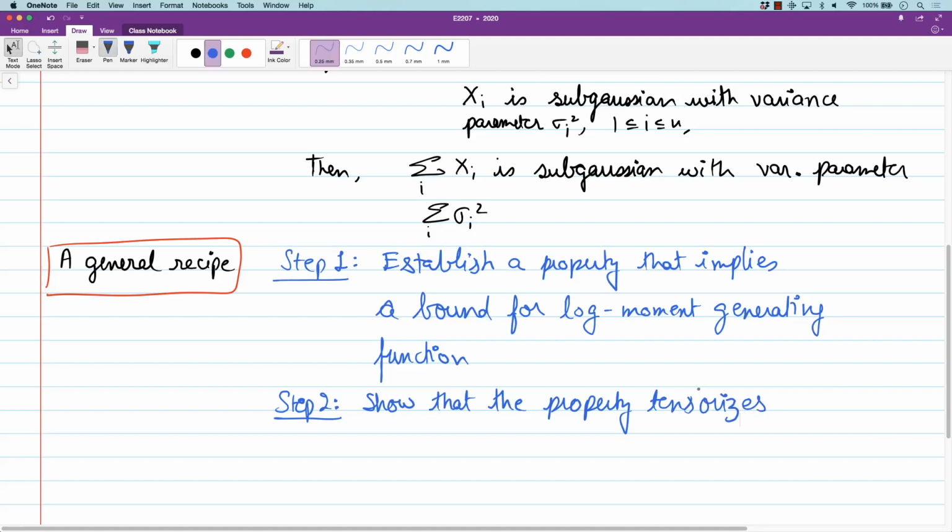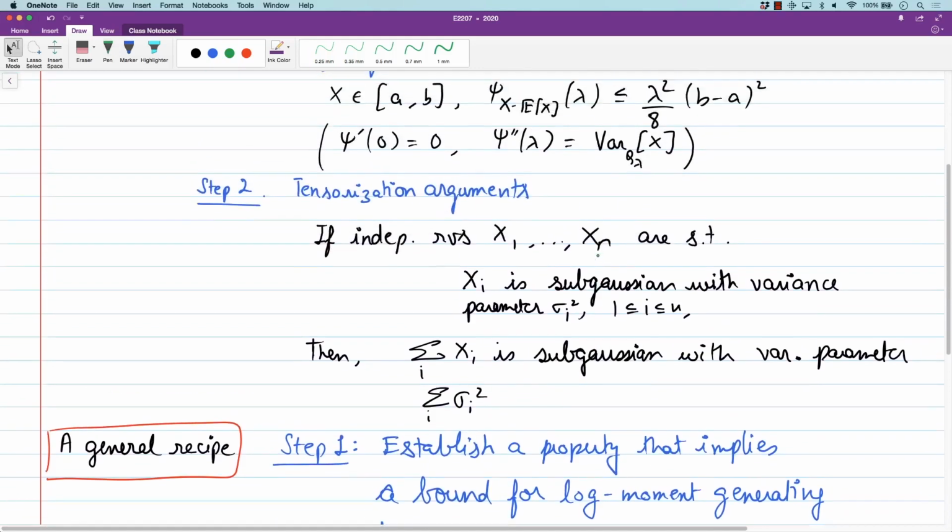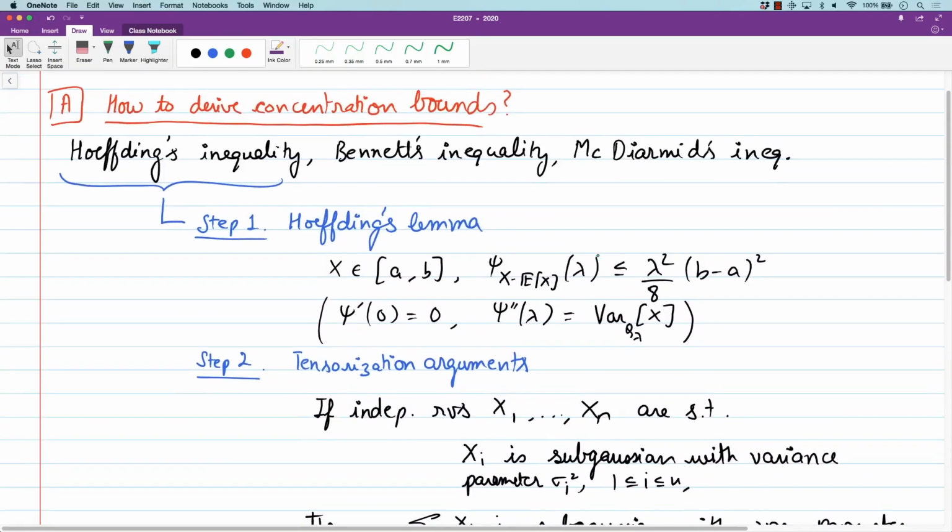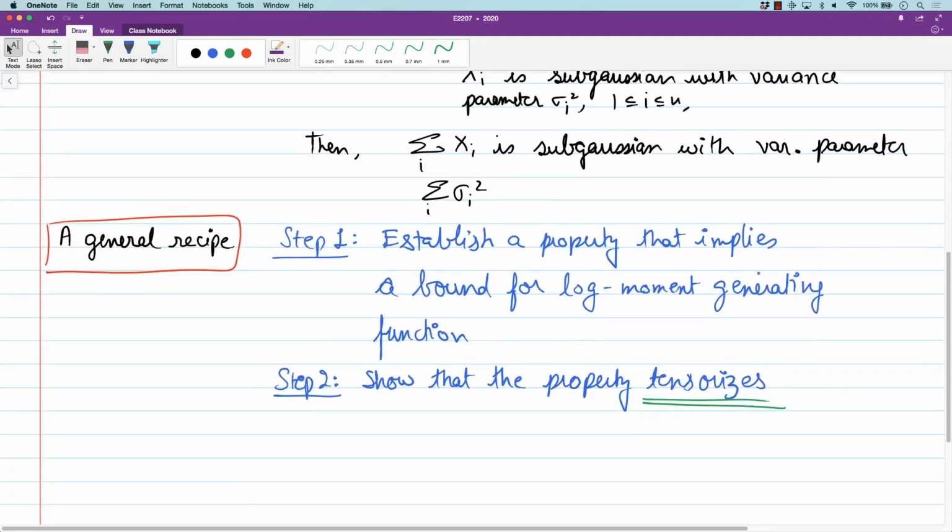Okay, and how do we show this tensorization? Yeah, that's not obvious. In fact, when you are trying to identify this property, you will look for properties which tensorize, and that's how these proofs are completed. So I just want to highlight this general recipe because throughout the course we will essentially follow it, and what we will see is a lot of very cleverly crafted properties so that they tensorize well, right? That will be a general recipe.